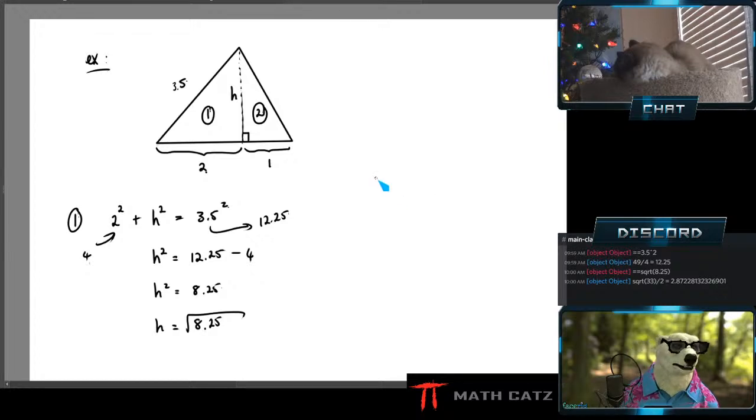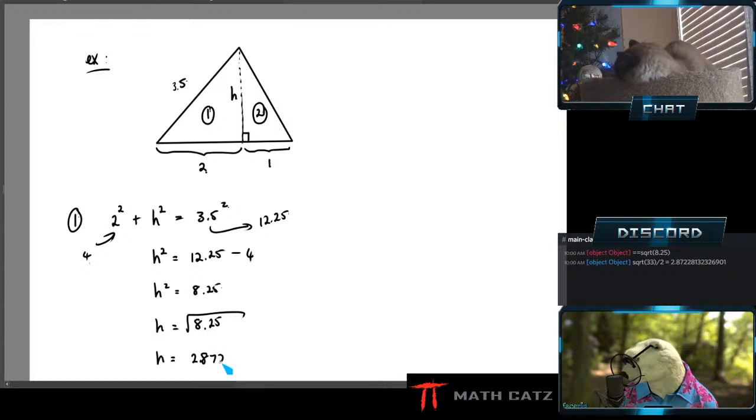And what do we get here? Squeeze it in at the bottom. 2.87. If I want to round it, let's say round it to 3 decimal places, 2.8723.